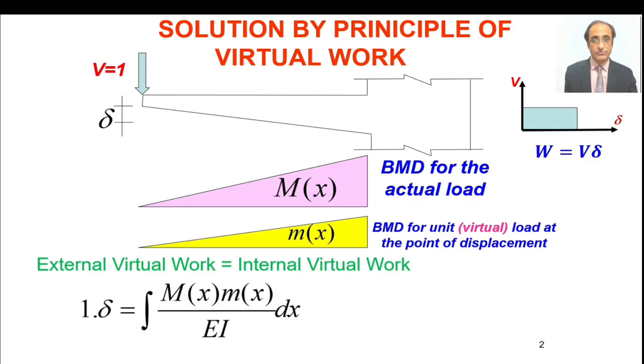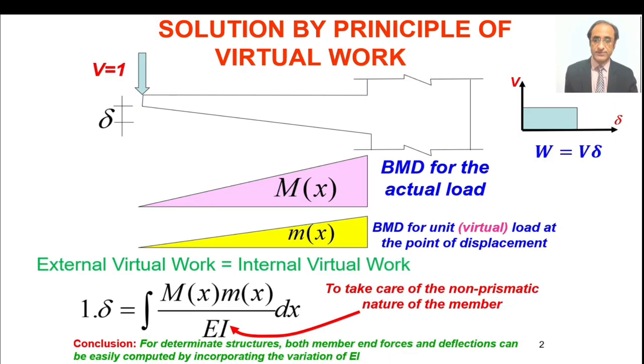The external virtual work is simply 1 into delta, because 1 is the value of the virtual force, and the internal virtual work is given by the integration consisting of the bending moment diagram for the real load, uppercase M, and the bending moment diagram for the virtual load, lowercase m. Their product divided by EI is integrated along the entire length of the member. So this gives us the value of delta.